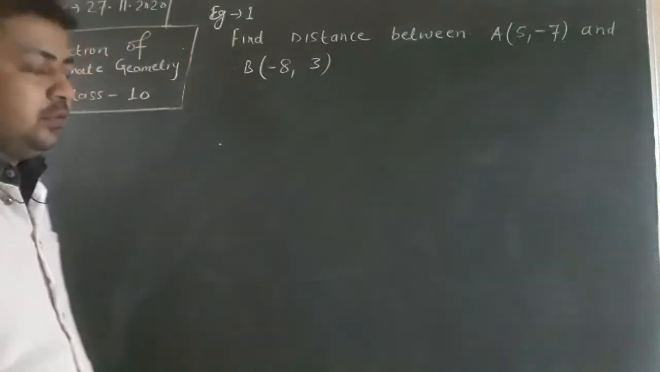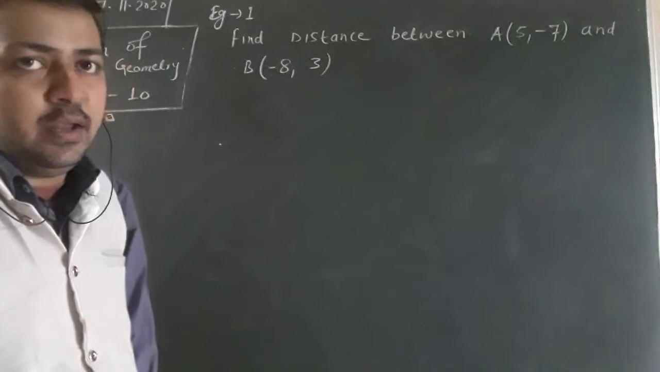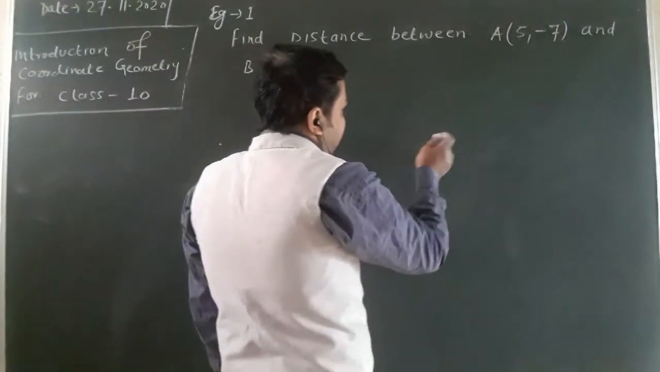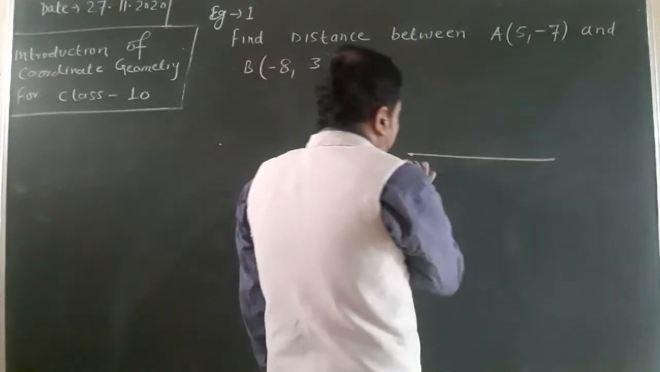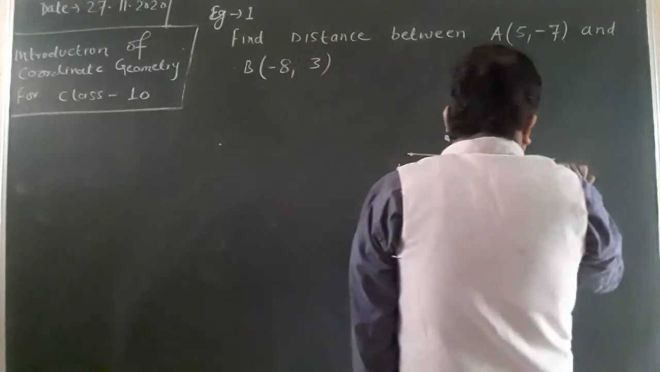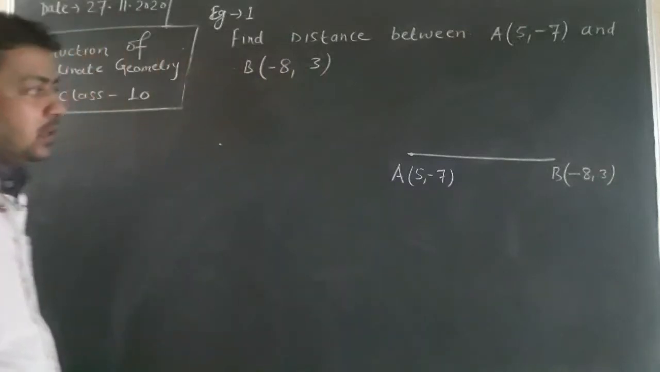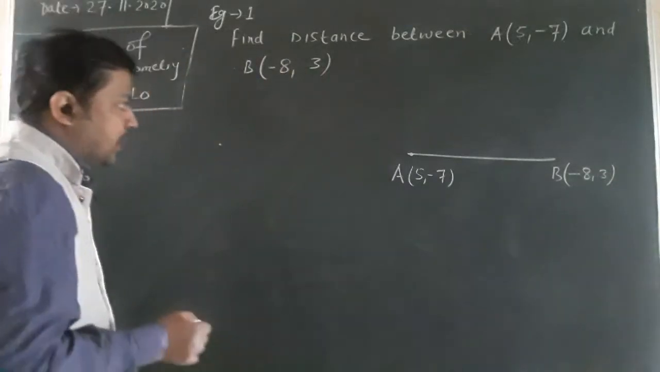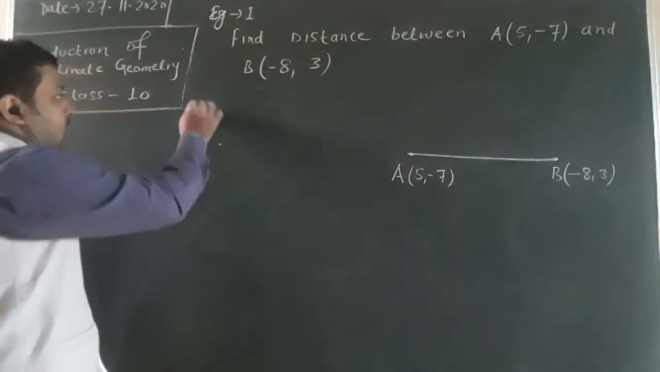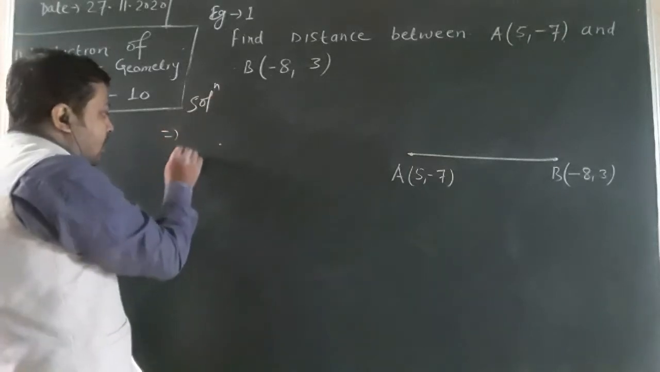See this one. This is the first example. Find the distance between points A and B. You have to find the distance, so first of all, I will use the distance formula. Let's draw the points roughly: A is 5, minus 7 and B is minus 8, 3. As per the formula, it will be x2 minus x1 and so on. But I will suggest that you don't just go with the formula. Use your brain and go with me. Just see how I am solving this.